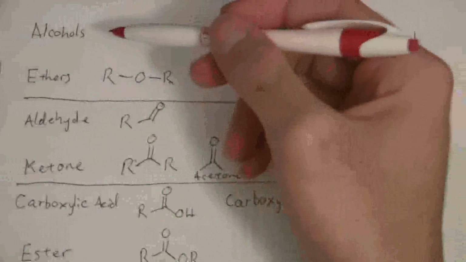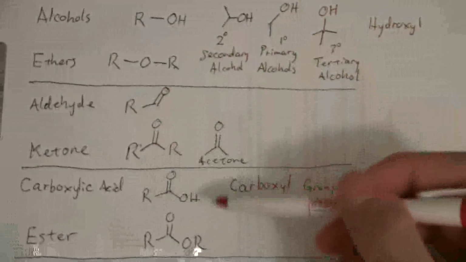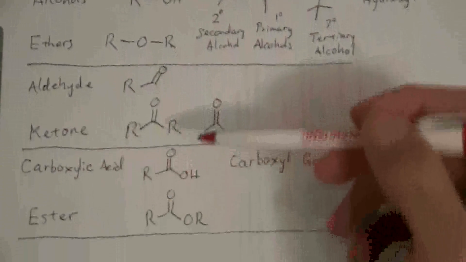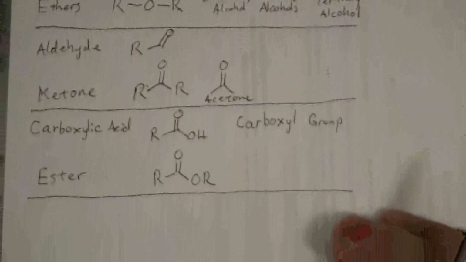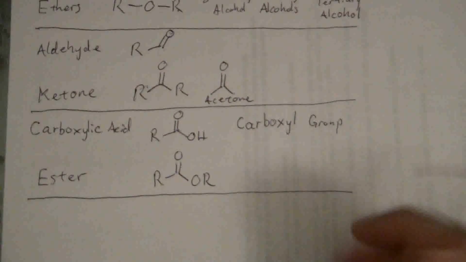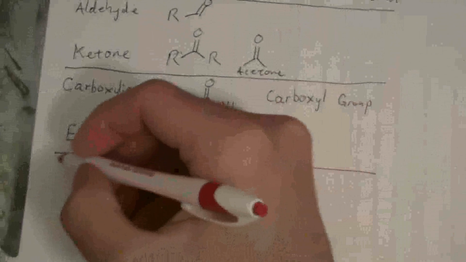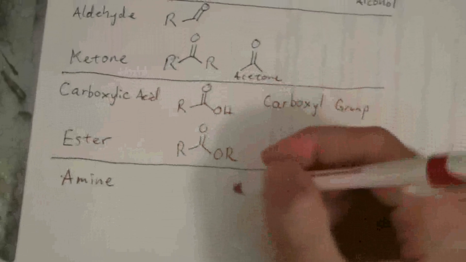Memorize them in pairs: alcohols and ethers, aldehydes and ketones, and carboxylic acids and esters. Memorize them in pairs. Okay, and then we looked at amines, which have the nitrogen in them.